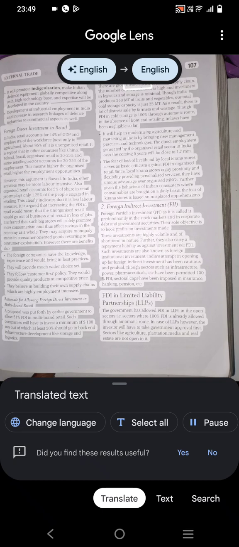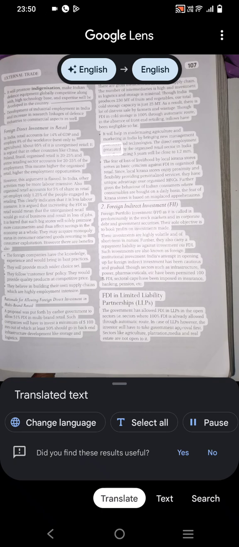There are gross inefficiencies in the current supply chain. The number of intermediaries is high and investment in logistics and storage is minimal. Though India produces 230 mt of fruits and vegetables, our total cold storage capacity is just 25 mt. As a result, there is a lot of distressed sale by farmers and wastage. Though FDI in cold storage is 100% through the automatic route, in the absence of front-end retailing, inflows have been negligible so far. It will help in modernizing agriculture and marketing in India by bringing new management practices and technologies.